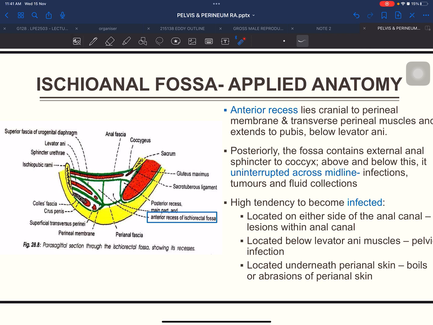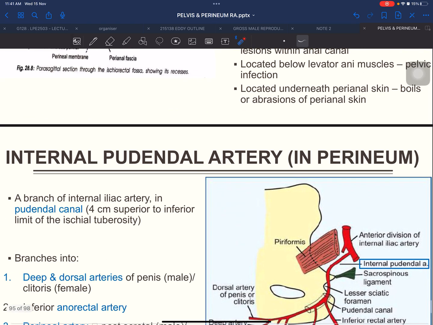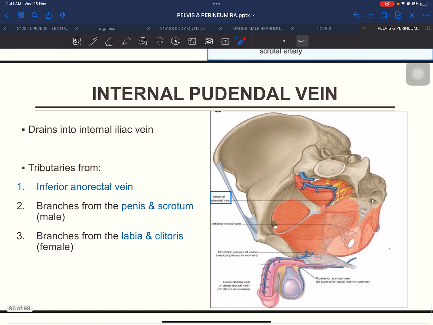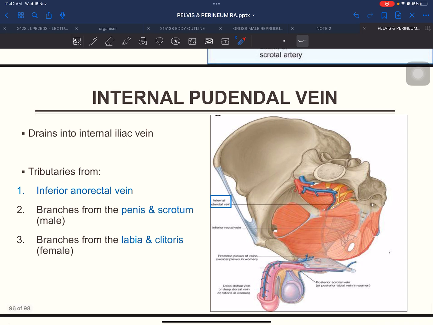The internal pudendal artery is a branch of the internal iliac artery, in the pudendal canal 4 cm superior to the inferior limit of the ischial tuberosity. Its branches, as I said earlier, are the deep and dorsal arteries of the penis and clitoris, the inferior rectal artery, and the perineal artery. It will supply the posterior scrotal artery in male or posterior labial artery in female. For the veins, the tributaries are from the inferior rectal vein, branches from the penis and scrotum, and branches from the labia and clitoris in female.